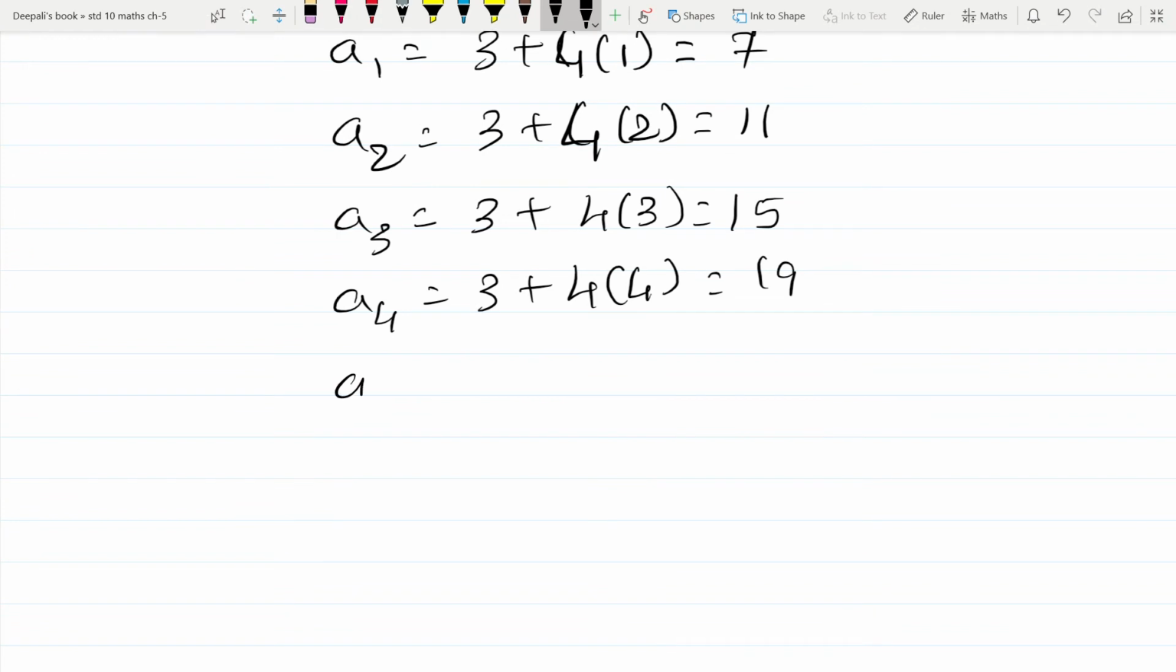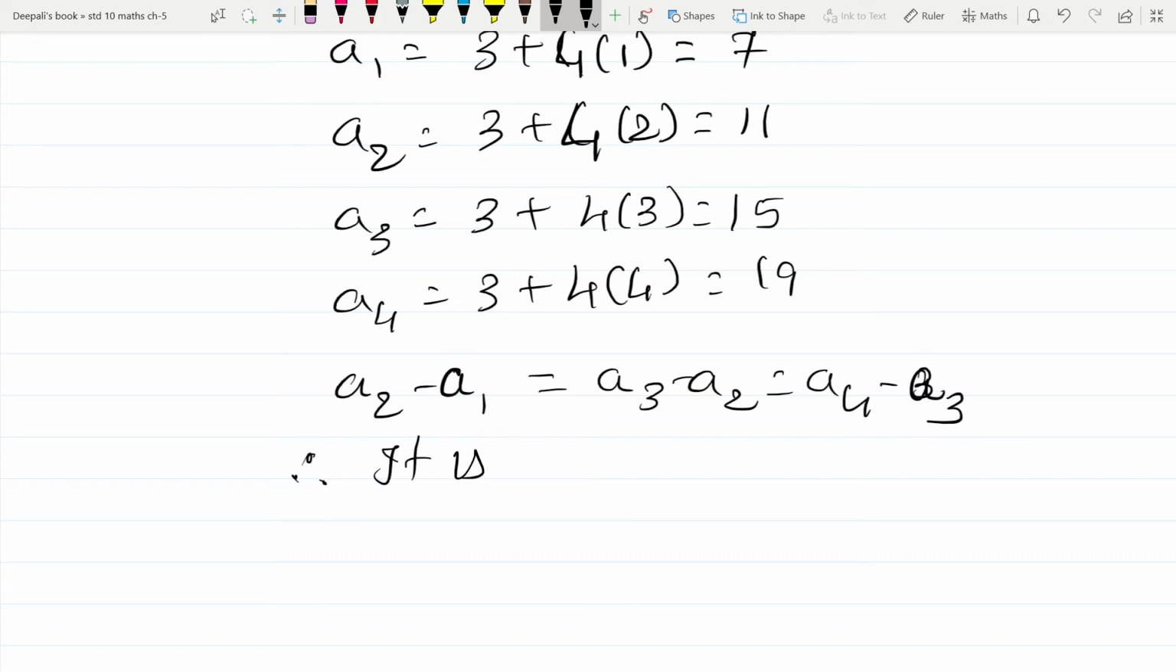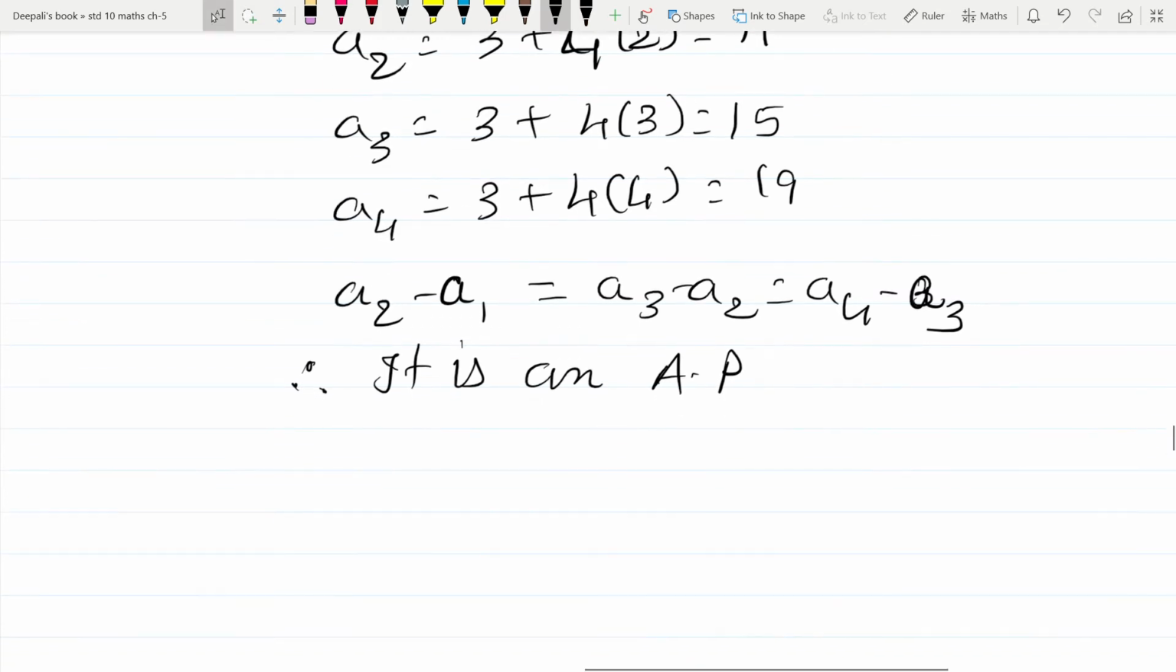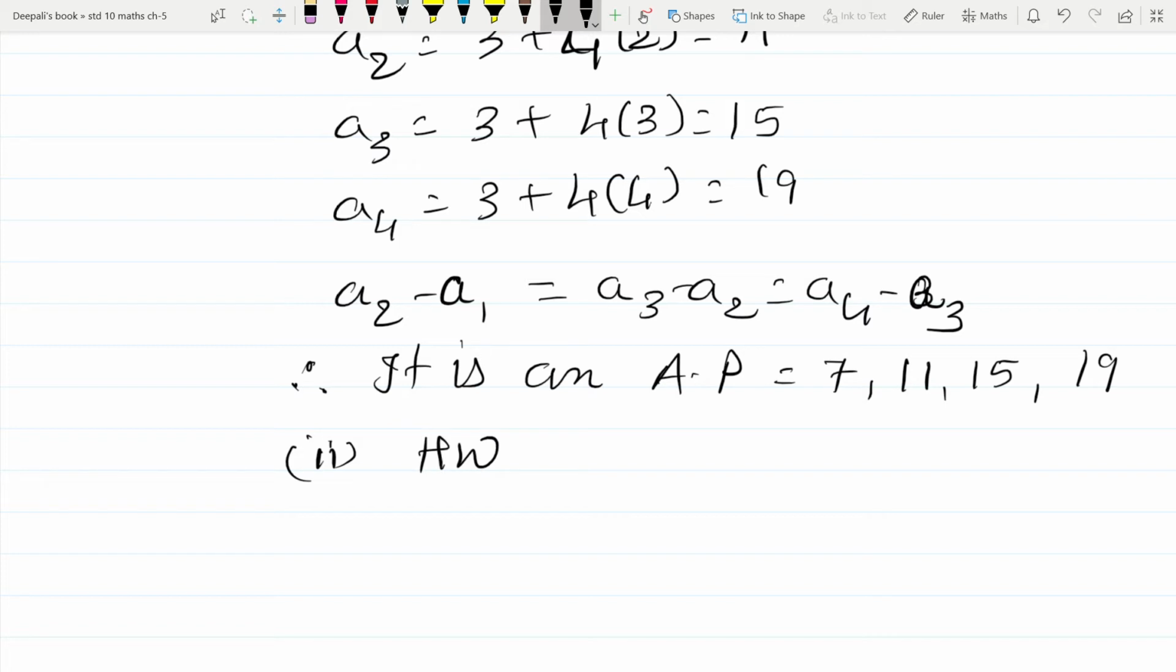And I am getting A2 minus A1 is equal to A3 minus A2 is equal to A4 minus A3. Therefore, it is an AP whose terms are 7, 11, 15 and 19. The second part will be your homework. It is a similar kind of sum.